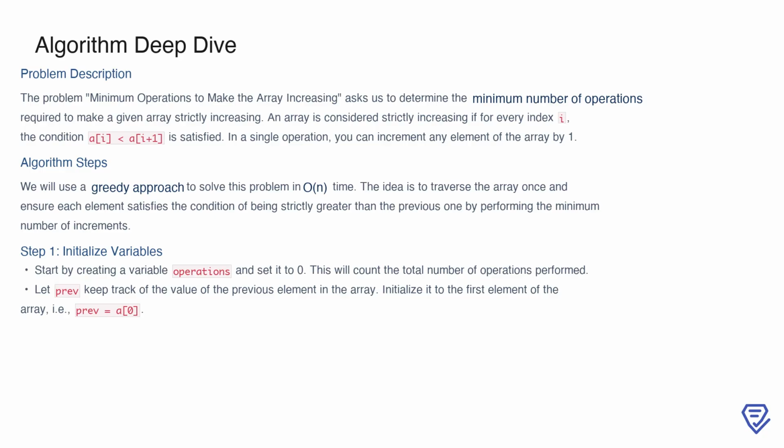To start, we initialize two variables, operations, which will track the total number of increments needed, and previous, which keeps track of the previous element's value as we traverse the array. Initially, previous is set to the first element of the array. This setup allows us to compare each subsequent element to previous and determine the necessary adjustments dynamically.